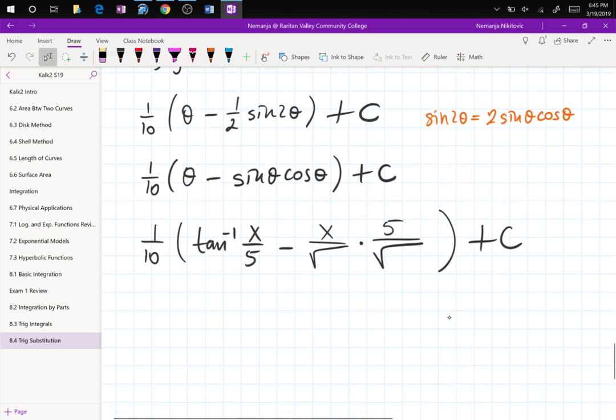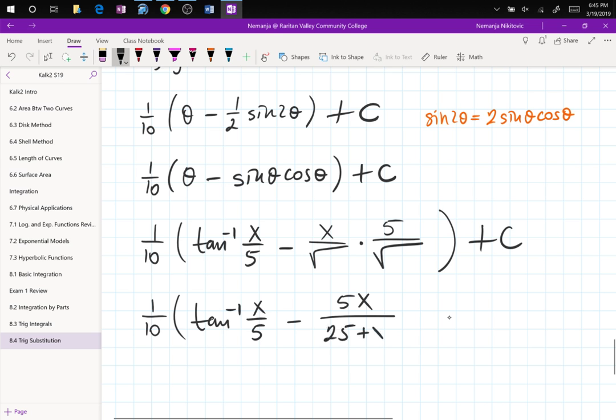And now we know the square root times square root cancels. So 1 over 10 inverse tangent of x over 5 minus 5x over 25 plus x squared, plus c. There we go.